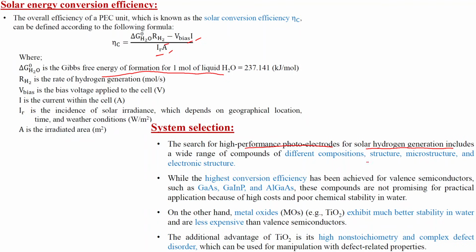of different composition, structure, microstructure, and electronic structure. So, there are various semiconductors with very high conversion efficiency, that is gallium arsenide, gallium indium phosphide, aluminum gallium arsenide. But these materials are not practical since they are very costly and have poor chemical stability in water. And if they are not stable in water, then there is no use. On the other hand, metal oxides such as titanium dioxide exhibit much better stability in water and are less expensive. Okay.